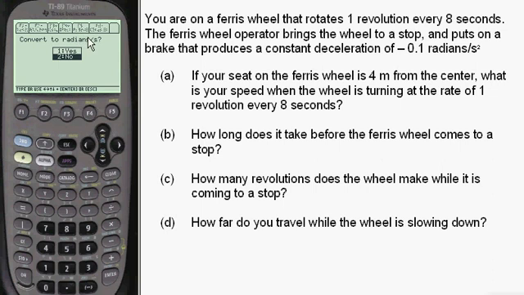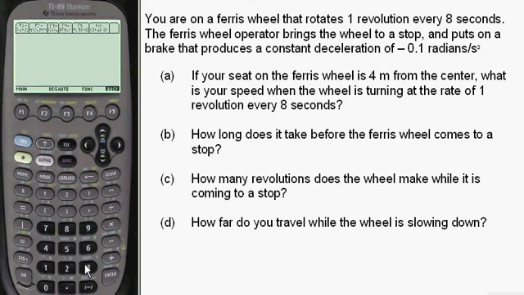Convert to radians. We're not going to convert yet, but it all has to be converted to radians. I'll show you why in a second. So we say no there. We're going to enter the time, alpha 8 seconds. Enter the radius, alpha 4. Here's 4 meters for the radius.